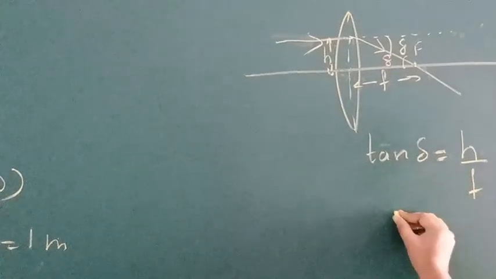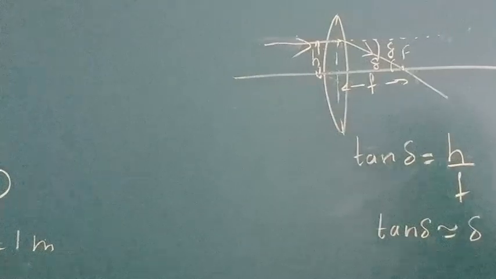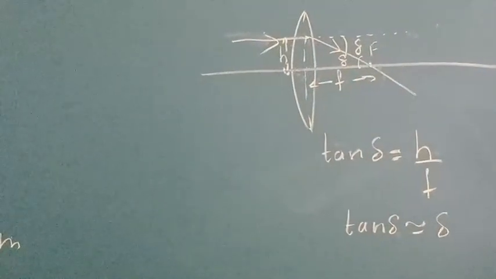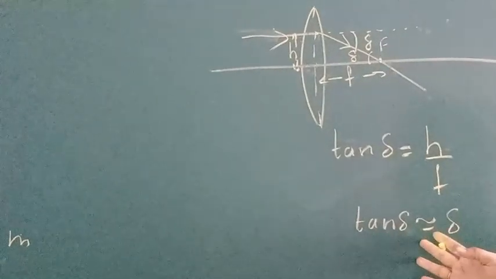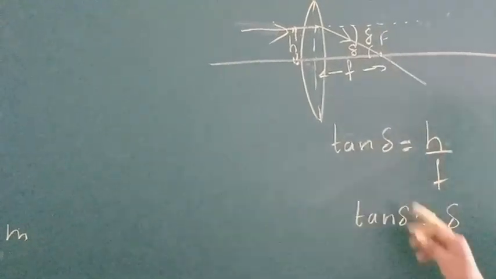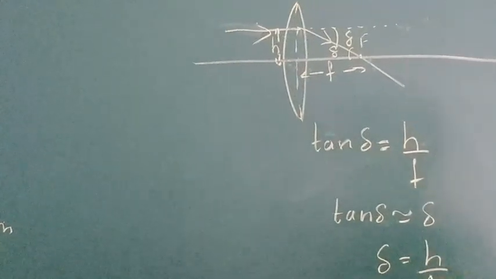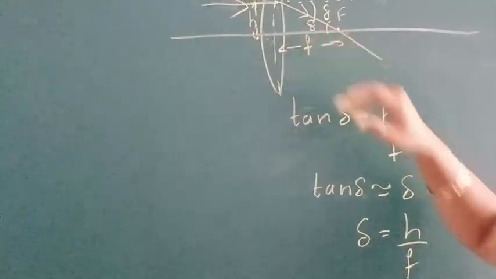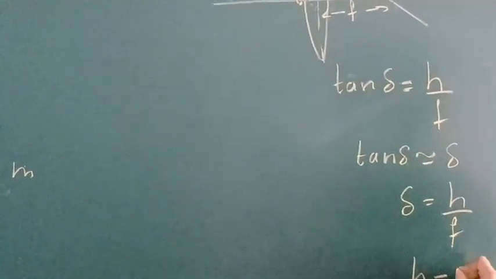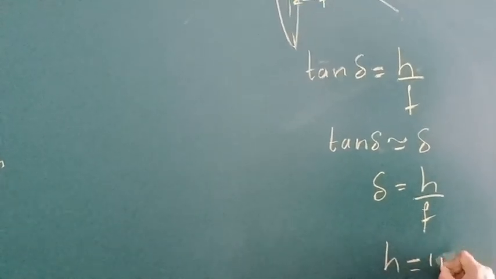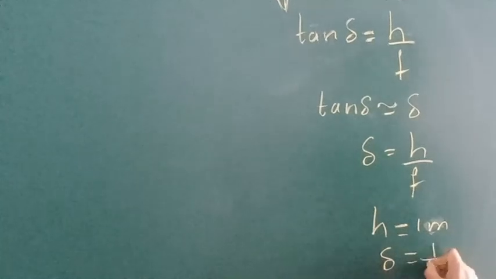This tan delta is approximately equal to delta because here delta is very small. If theta is very small, then tan theta is approximately equal to theta. So this equation becomes delta is equal to h by f. And suppose the incident ray is incident at a height of 1 meter, that is h is equal to 1 meter. Then this equation becomes delta is equal to 1 by f.